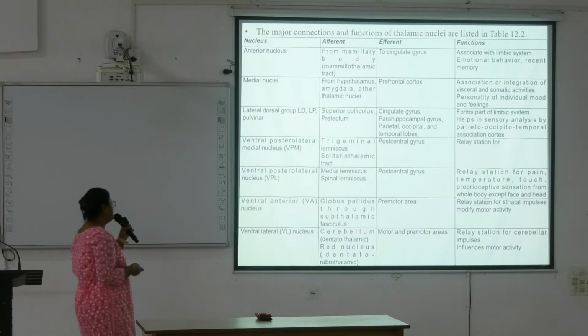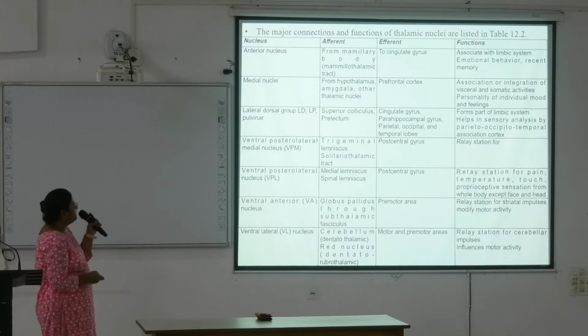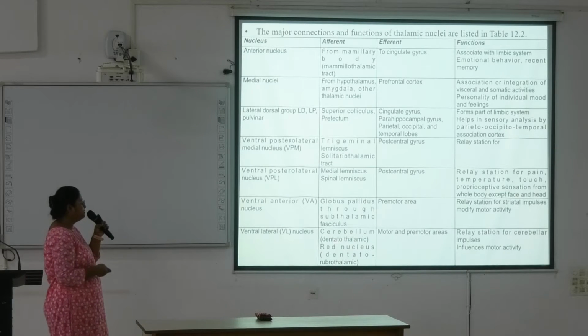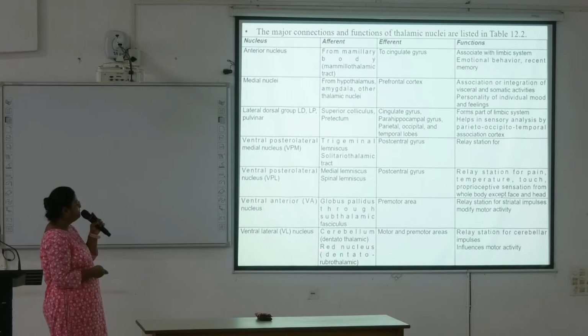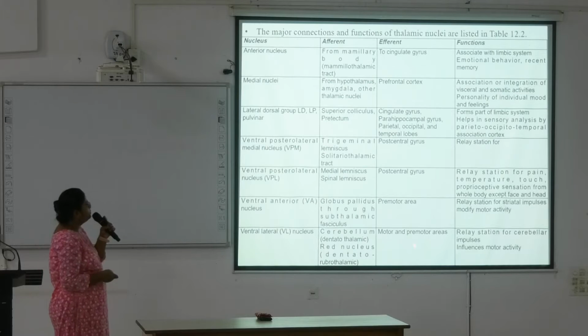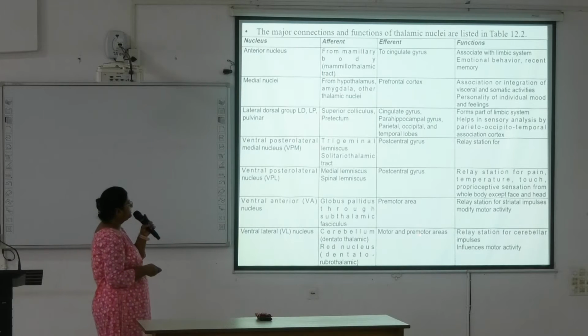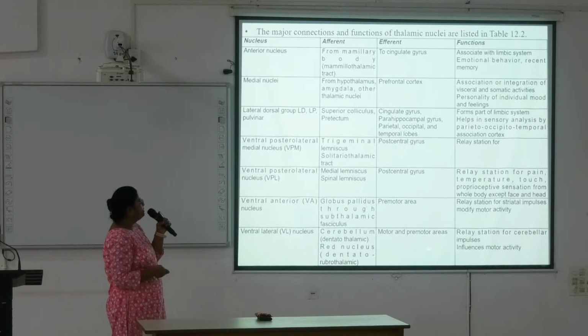Next is ventral lateral nucleus. Afferent coming from cerebellum via dentothalamic tract, and from red nucleus via rubrothalamic tract. Efferent is going to motor and premotor areas, and relay station for cerebellar impulses and influences the motor activity.